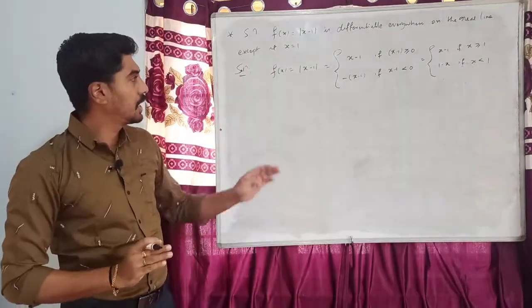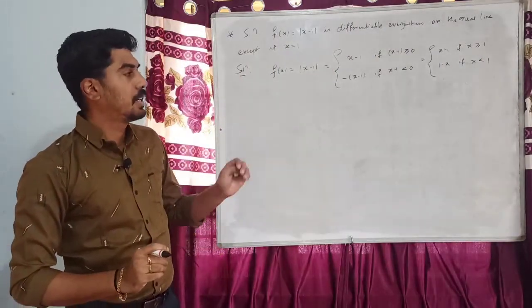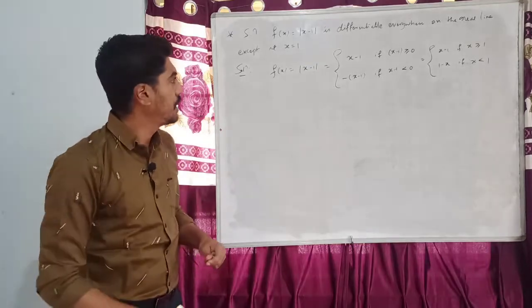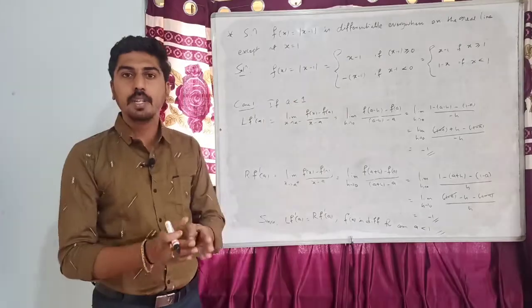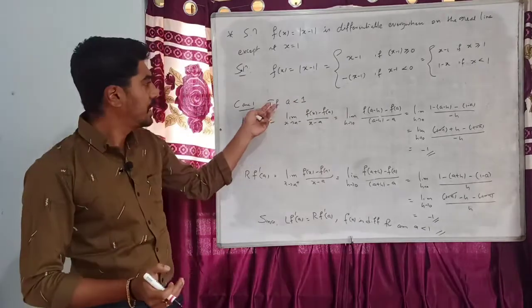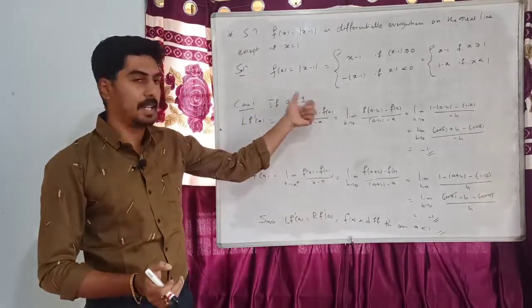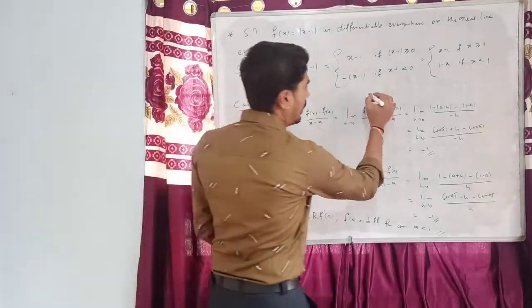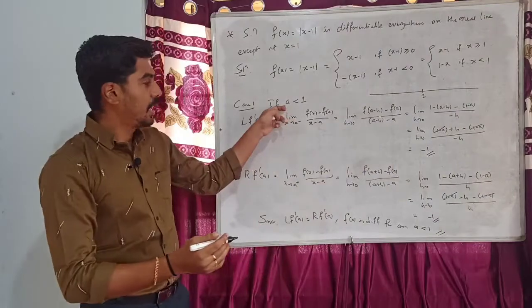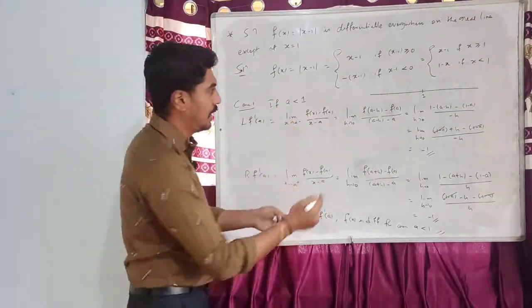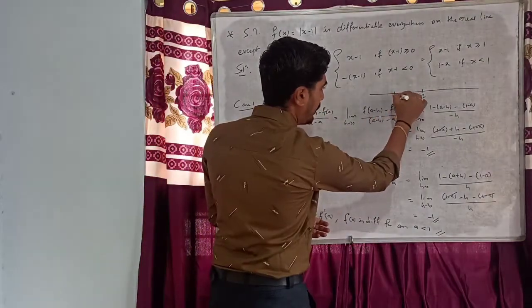Now it is easy to check the differentiability at x equal to 1 and every other point. So let us check the differentiability of this function in 3 different cases. First, I consider a point less than 1 on the real line. Suppose this is 1. I am considering a point less than 1. It will be somewhere here.